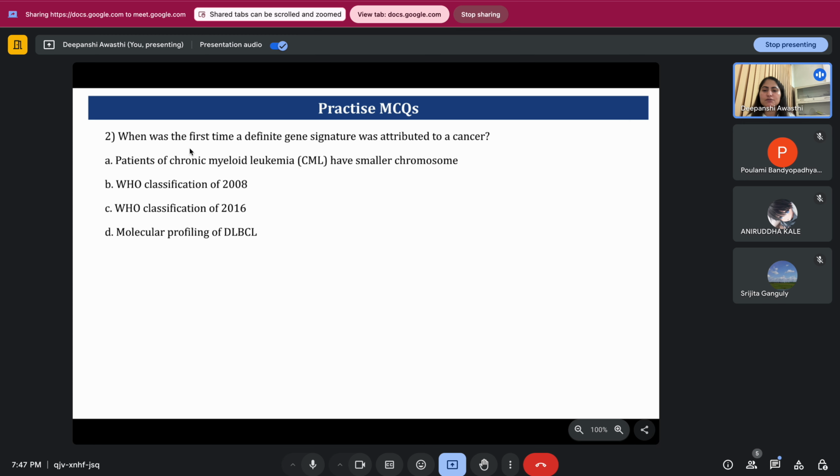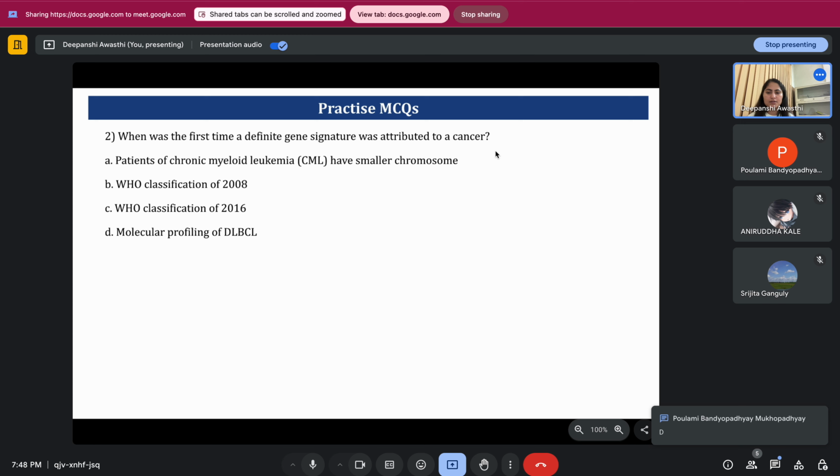So the next question is: when was the first time a definite gene signature was attributed to a cancer? Option A, patients of chronic myeloid leukemia have a smaller chromosome. Option B, WHO classification of 2008. Option C, WHO classification of 2016. Option D, molecular profiling of DLBCL. You have to tell about the first time when gene signatures were attributed to cancer. I think this might be confusing.